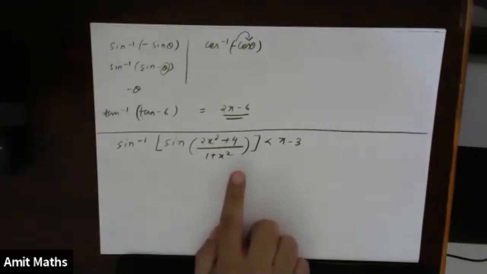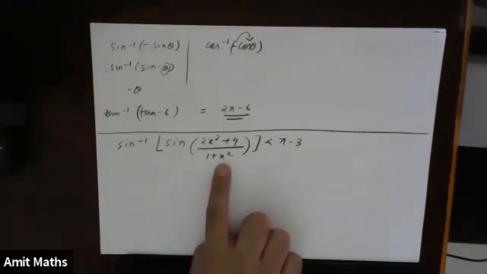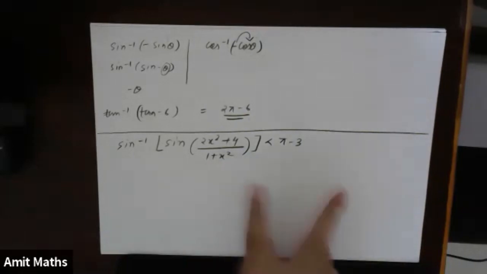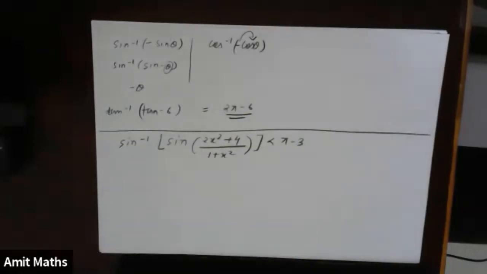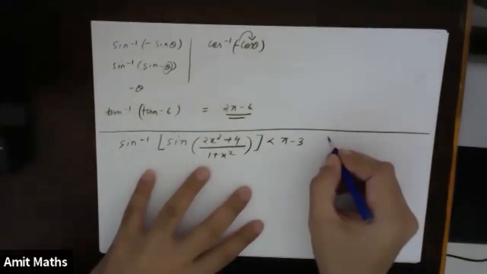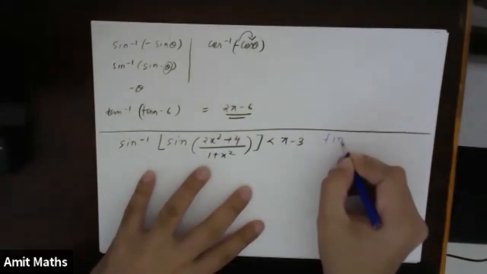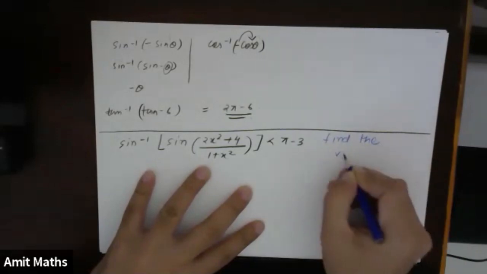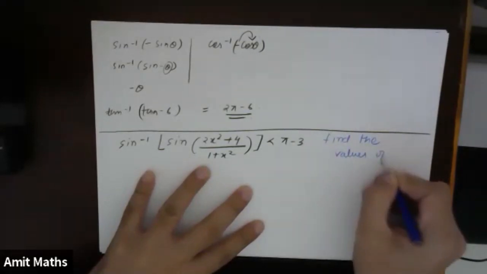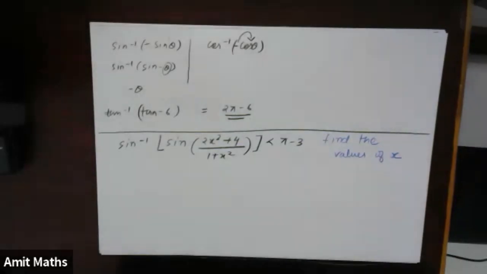Yes children, you have to find the values of x. What will be the values of x, and for what values of x this inequality will be satisfied. Okay, I'll write the full question if you are confused. Find the values of x. Mod of x is not greater than, less than. Mod of x is less than 1.